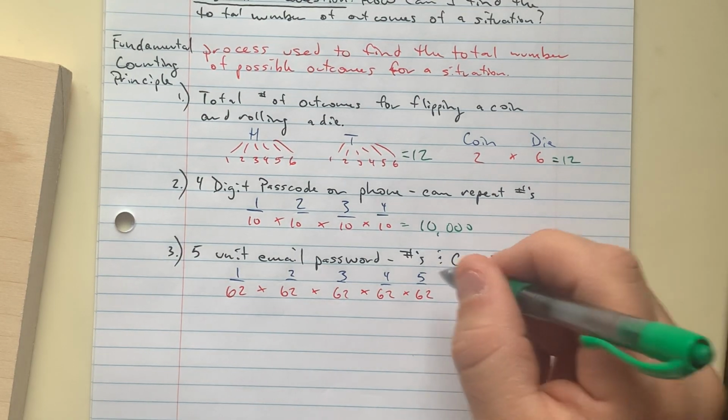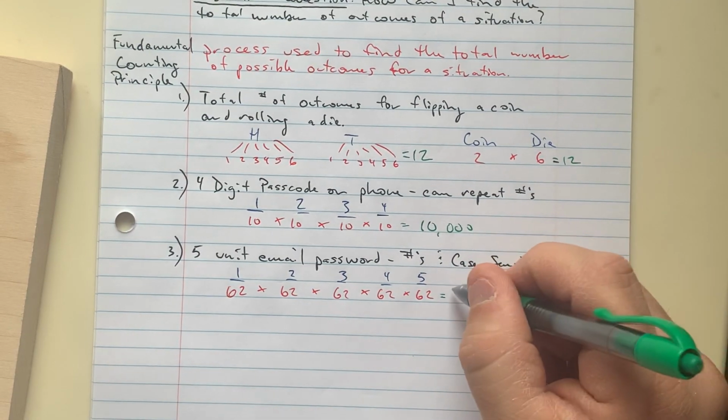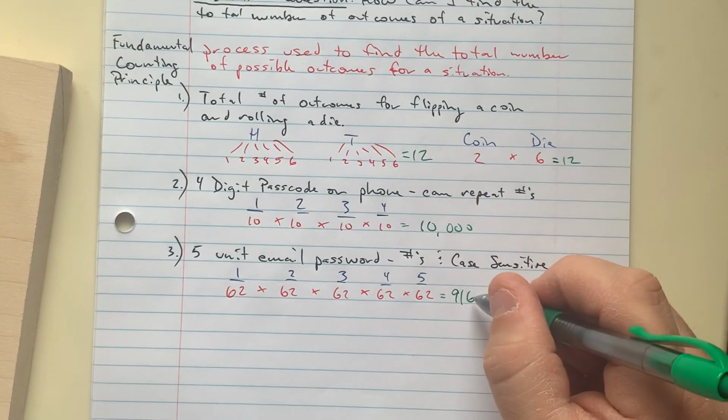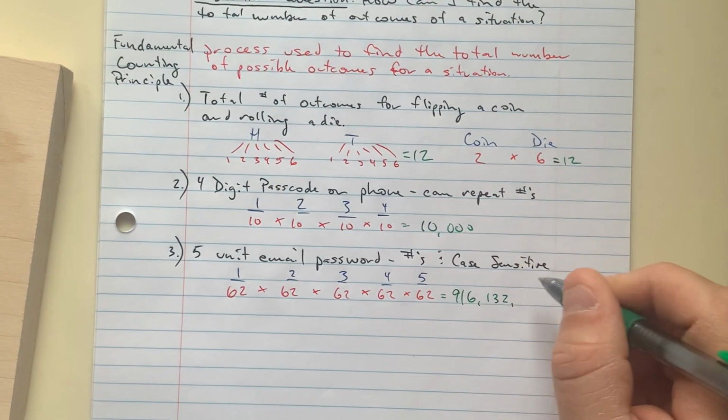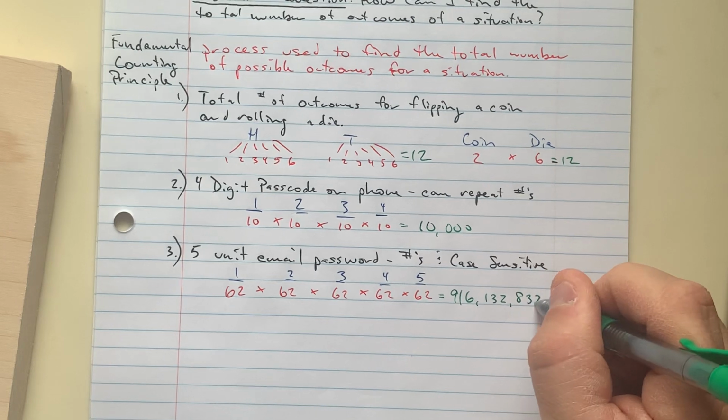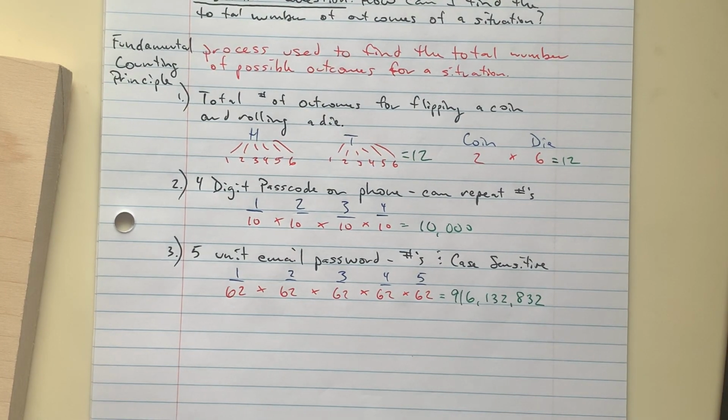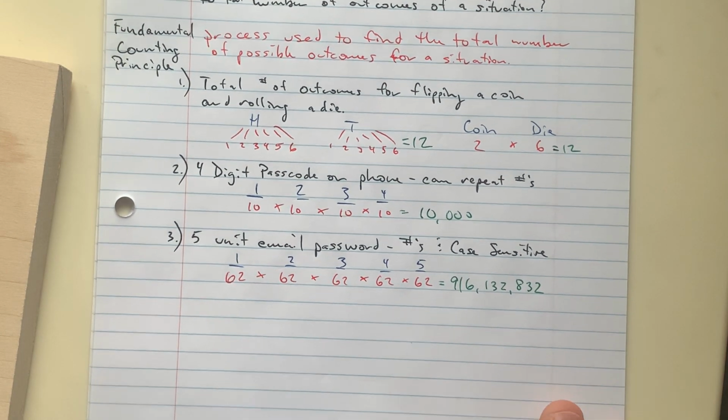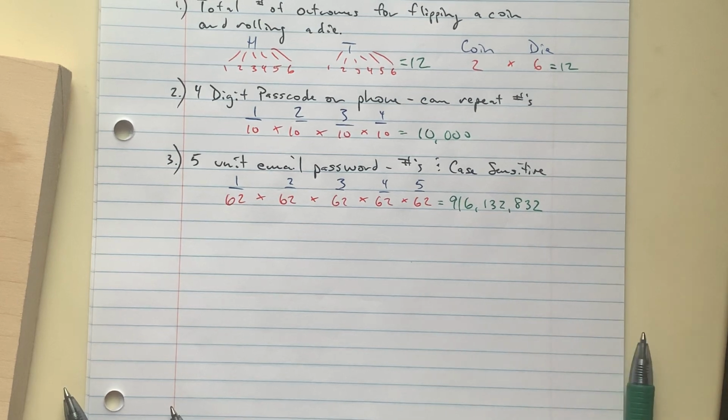So if I multiply these all the way through using our fundamental counting principle, 916,132,832 different combinations for only a 5-unit email password. That's not including all the other characters that you can use. That's not taking the idea that you can use more than 5. Most places make you use 8. So really a lot of different things that can happen here. All right, so that's the fundamental counting principle.